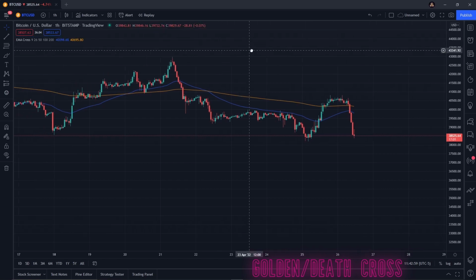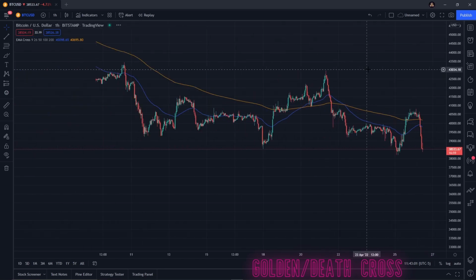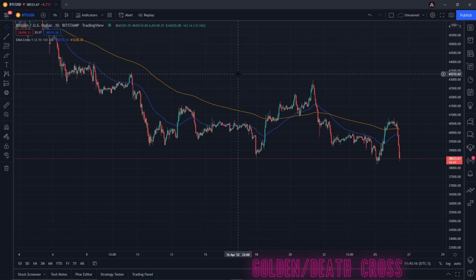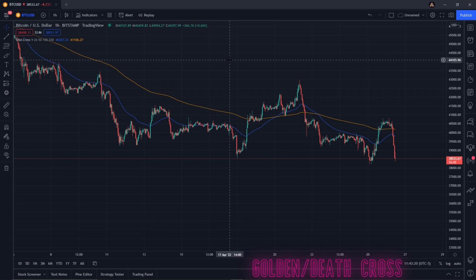So now that we've got that out of the way, we're going to talk about very simplistic ways to understand and interpret this. So you can use any values you like. 9 and 26 is a more short-term crossover strategy, and the 50-200 is known as the golden death cross strategy. So generally, when we have a golden or a death cross, it signals a long-term price change.